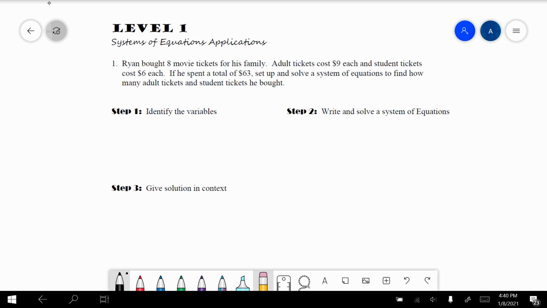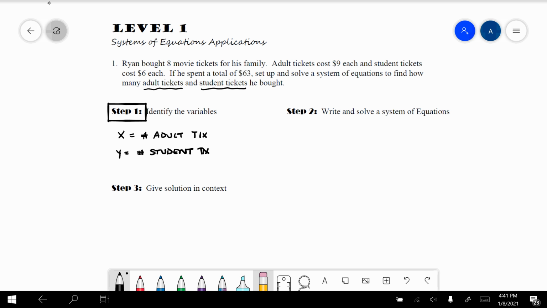All right, well, I'm going to let you know, often you are going to read these and you are not going to know what to do when you first read it. So I want to bring your attention to step 1. All I want you to do is read the end of this again and find the question word. Find how many adult tickets and student tickets he bought. That is what our variables are going to be. So let's assign X to be the number of adult tickets, and let's assign Y to stand for the number of student tickets. Okay.